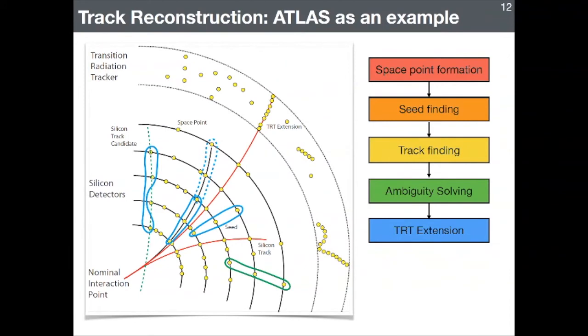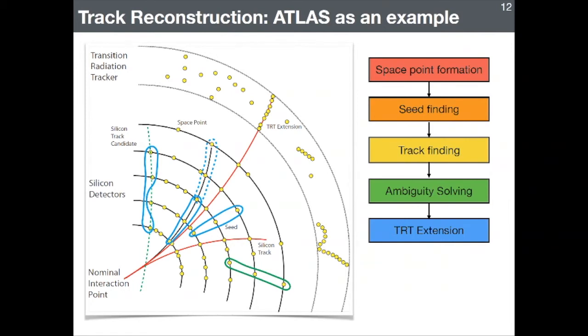Here you're seeing a picture, again, slicing through Atlas, where you see the silicon detectors and the transition radiation tracker. If you want to think about the pattern recognition part of it, you can think about 5 different steps. To begin with, what you need to do is take the raw readout that you get from the detectors and form it into 3-dimensional space points.